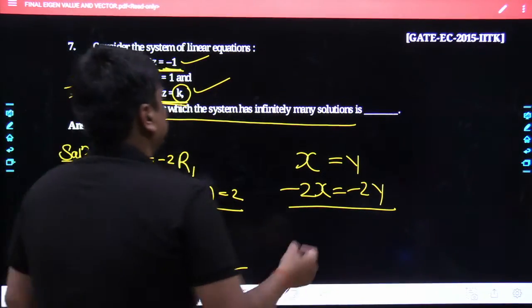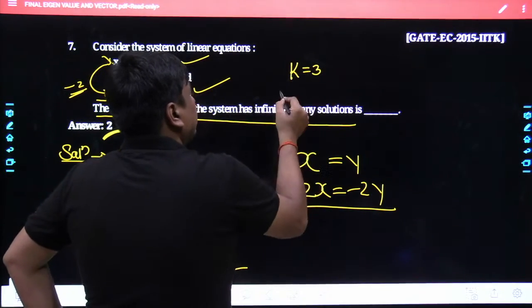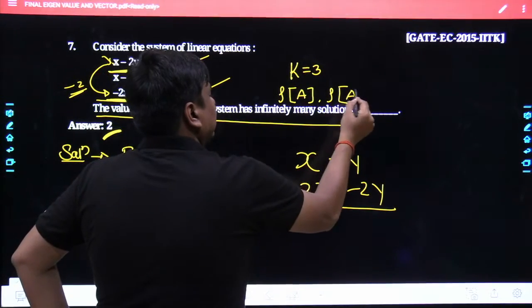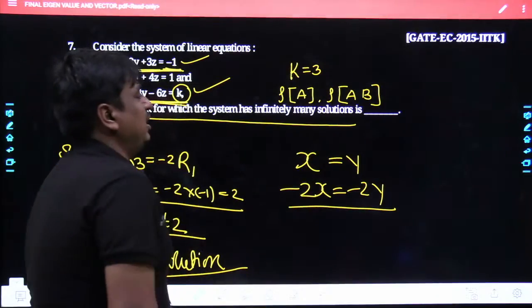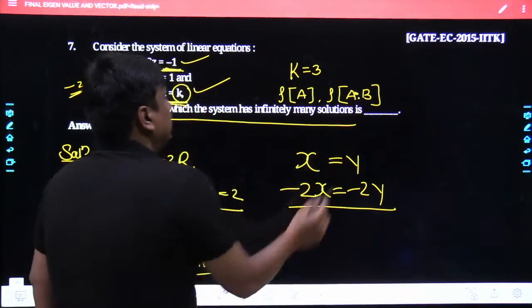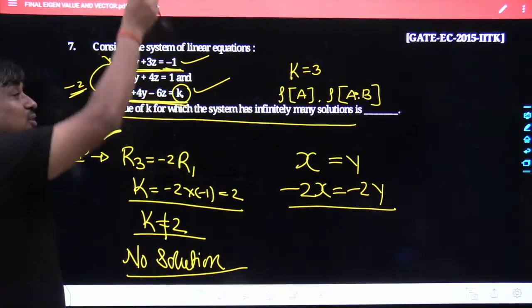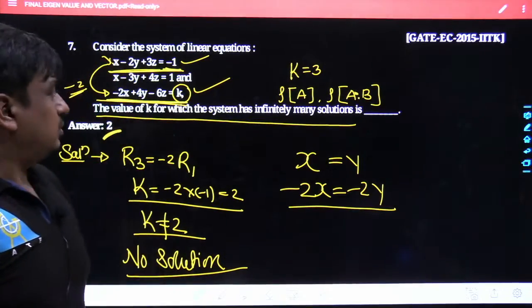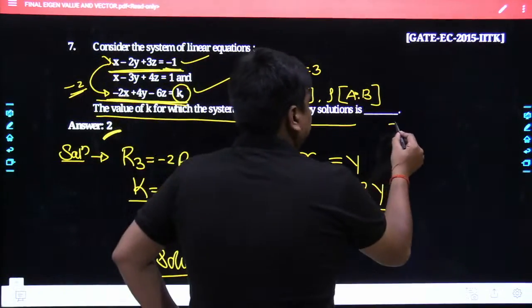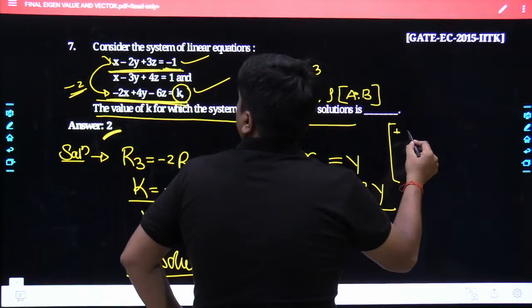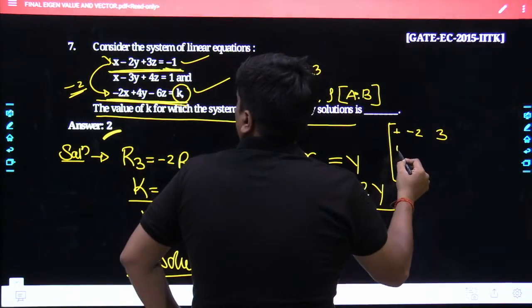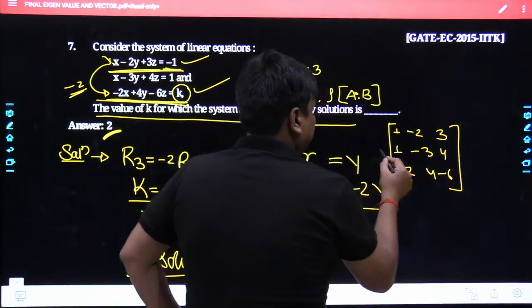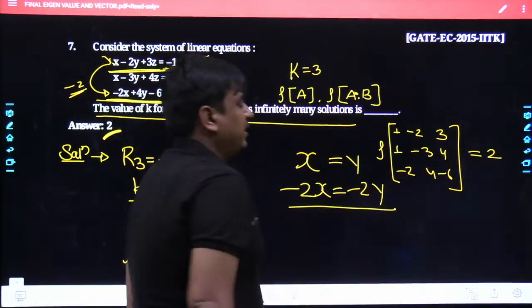If you want, you can just check it out. You can keep k equal to 3. Now, at your end, you need to get the rank of A and the rank of A augmented B. What does A augmented B mean? You will take all of the elements of matrix A and then introduce another column which is coming from matrix B. So the rank of this, the matrix 1 -2 3, 1 -3 4, -2 4 -6, you need to get the rank of this matrix. Once you get it, the rank would be 2.